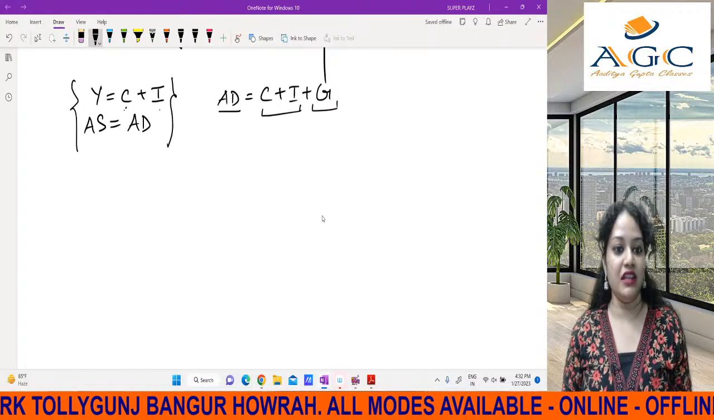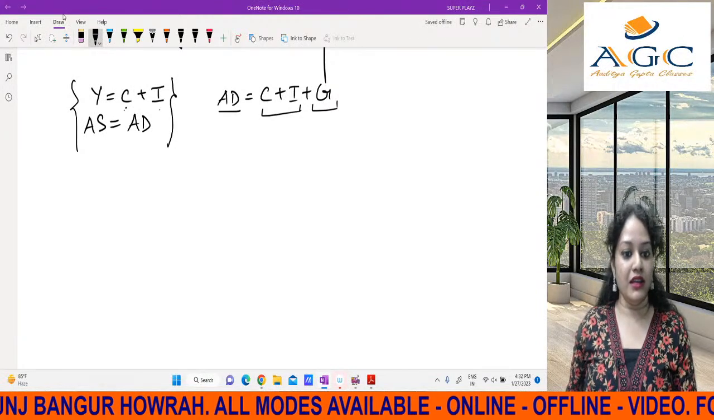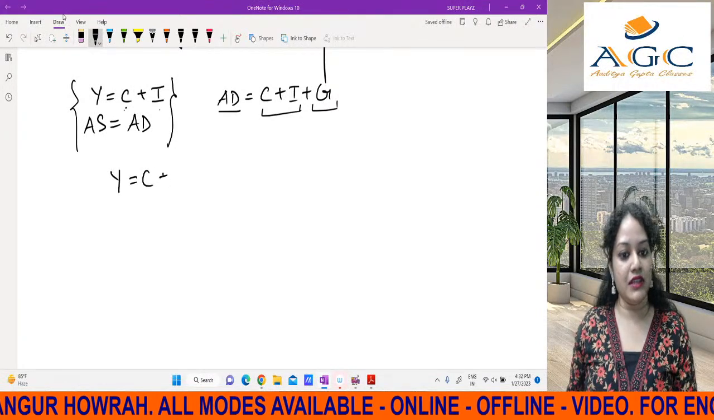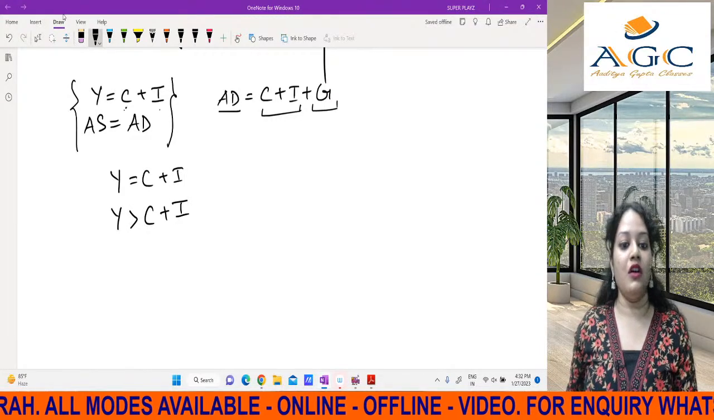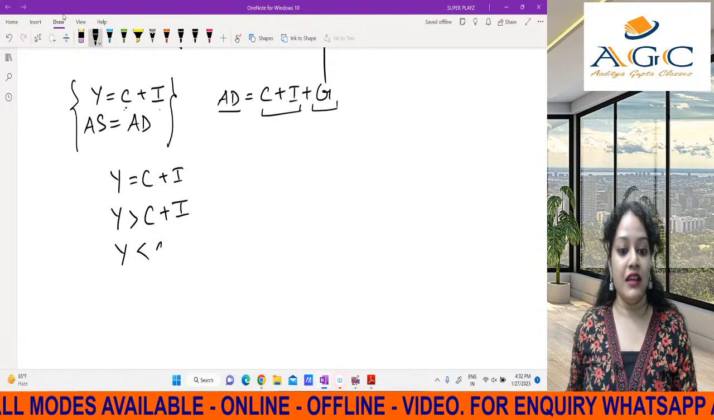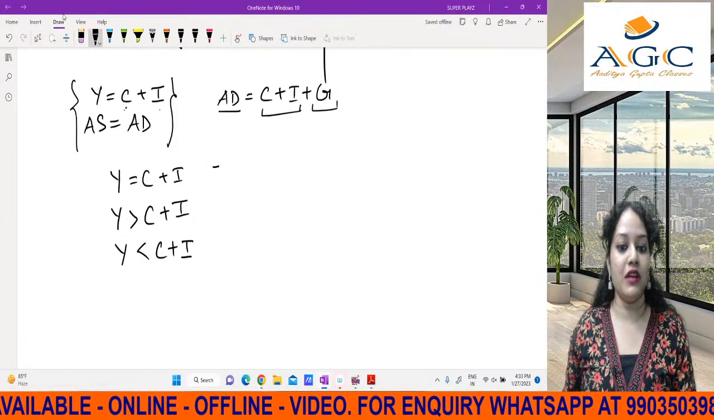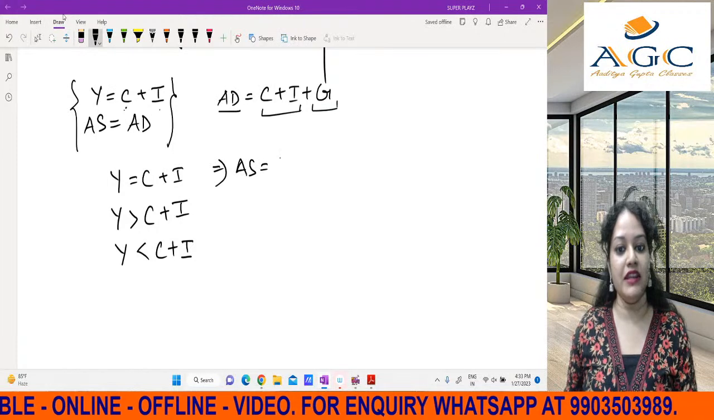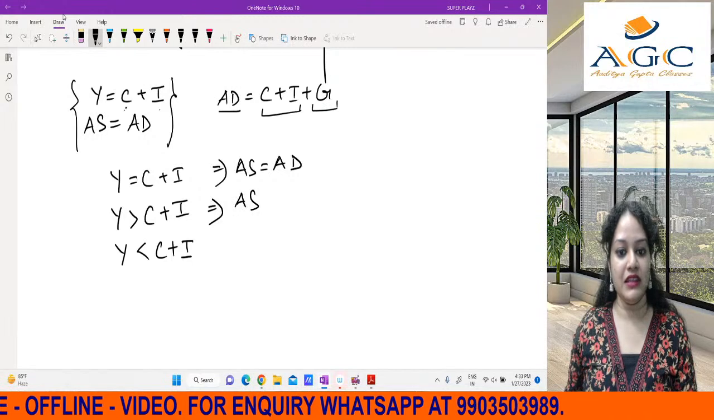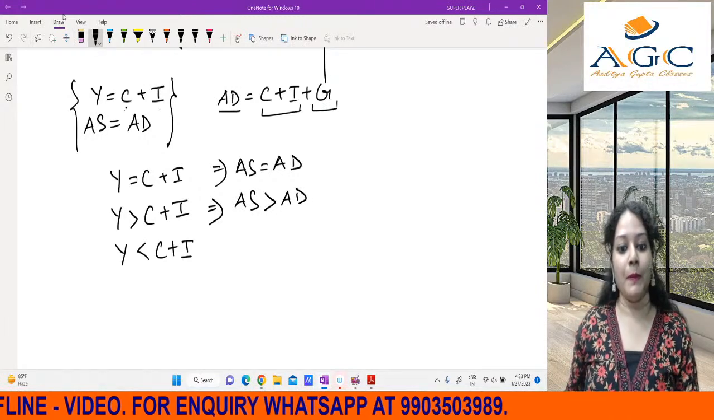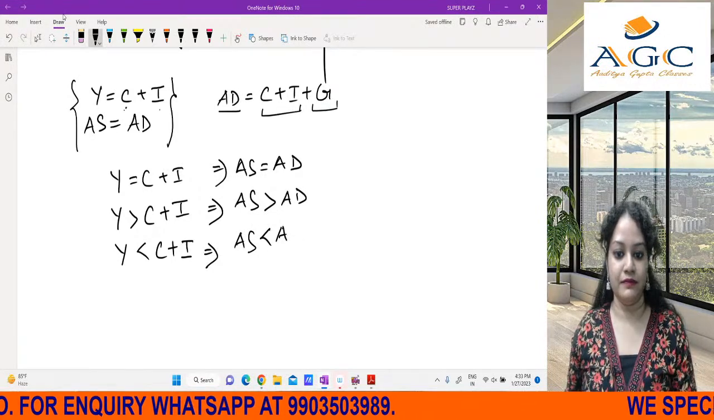Now, what can happen? What are the three conditions that can happen? We will just study this before starting with the diagram. It can be so that y is equal to c plus I, or it can be that y is greater than c plus I, or y is lesser than c plus I, right? So y is equal to c plus I means we can say that AS is equal to AD as well, or AS is greater than AD, or AS is lesser than AD.